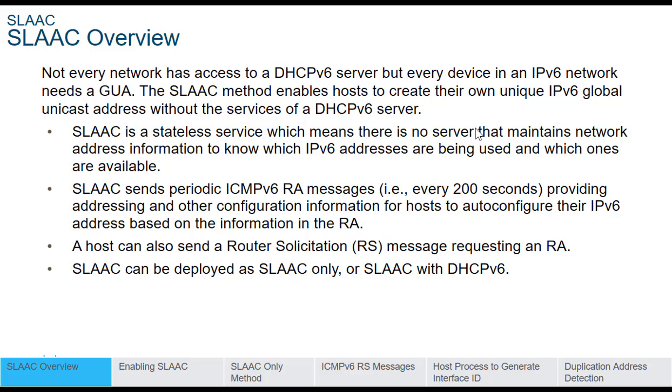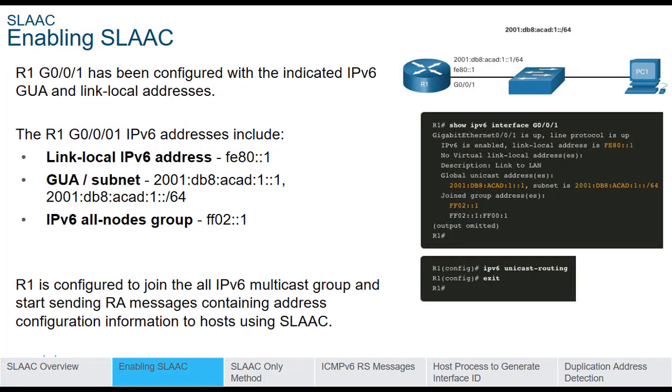Okay, so SLAAC can be deployed as SLAAC only or SLAAC with DHCP version 6. Remember those 3 options: SLAAC, stateless DHCP version 6, which is really SLAAC with DHCP version 6, and then we have the third option, which is stateful DHCP. There's no SLAAC in there. Okay, so now we're going to look at how we enable SLAAC.